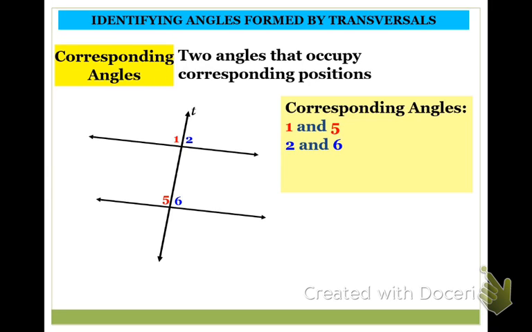All right, so top left, top right. What do we think is next? Bottom left. The bottom left of both of them, they're corresponding. 3 and 7. And then the bottom right, so it'd be 4 and 8. I color-coded them to show you with the big picture. Corresponding angles occupy the same spot. Are we okay with corresponding?